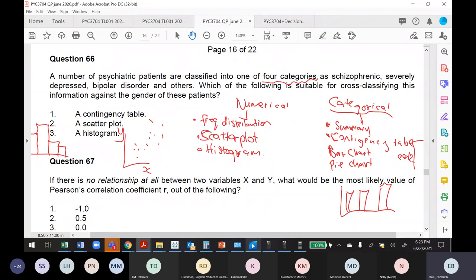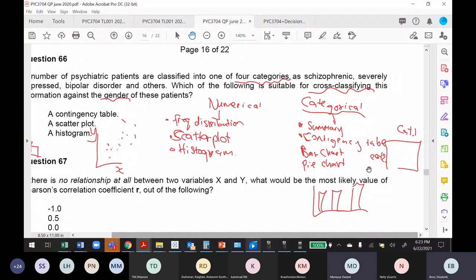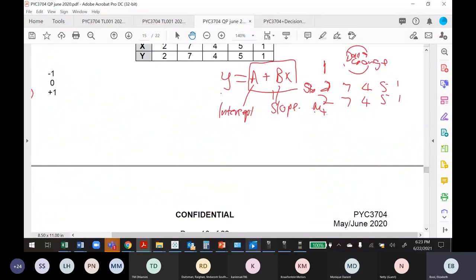Which one of the following is suitable for cross-classifying? They even say cross-classifying this information against gender. Which one can you use to cross-classify? A contingency table, because you have categories. What happened?